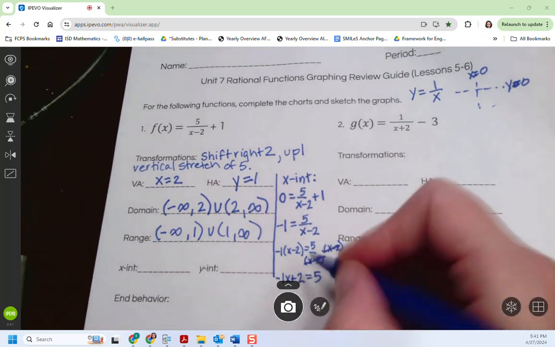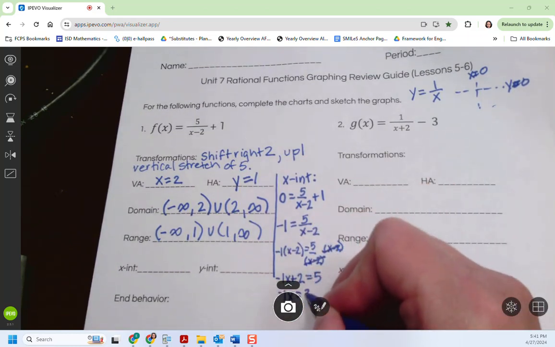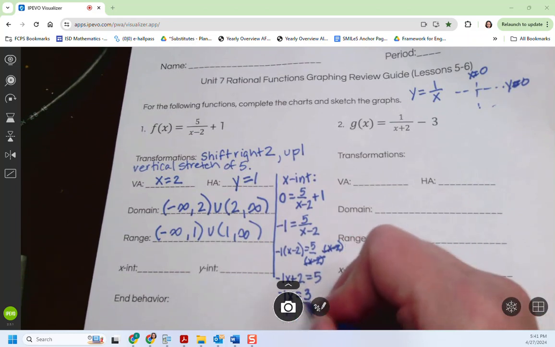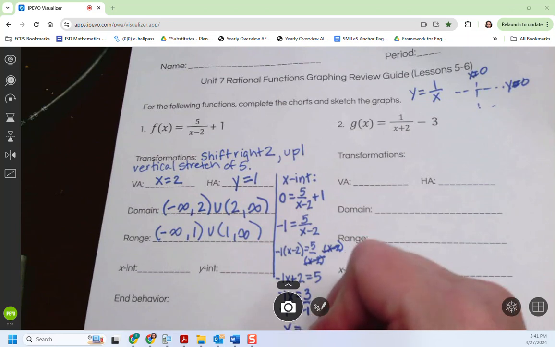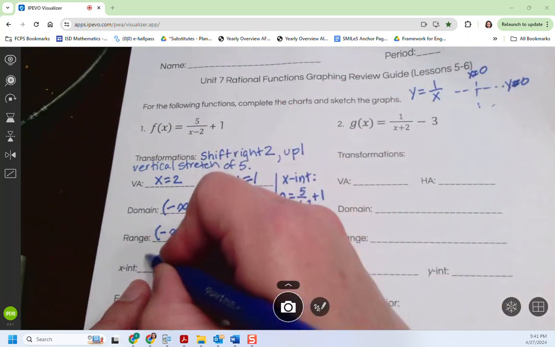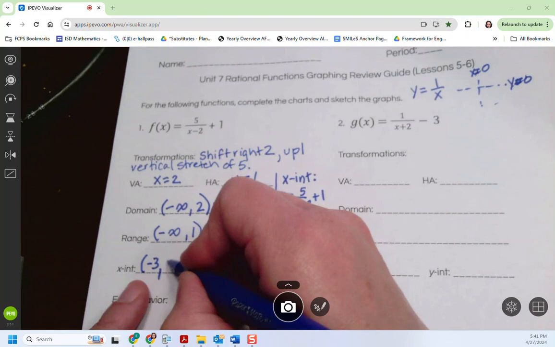And then I solve for x by subtracting 2 from both sides, and then dividing by negative 1. And x equals negative 3. So that was a lot of steps to find your x-intercept. You're going to put negative 3 for the x, and we put 0 for the y.